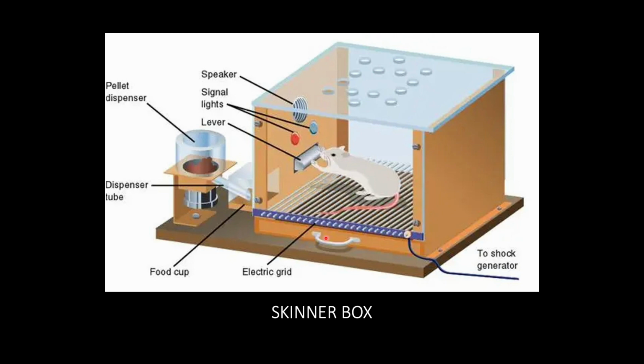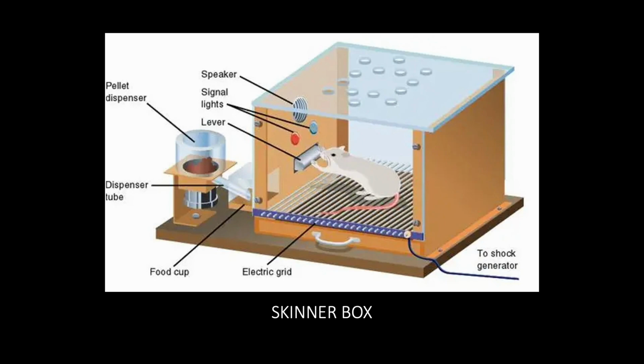So you can see the pellet dispenser, the rat here. Every time the rat pressed on the lever, it received a pellet. But if it pressed on the signal lights, it was shocked. So it learned not to press the signals. However, it pressed on the lever.